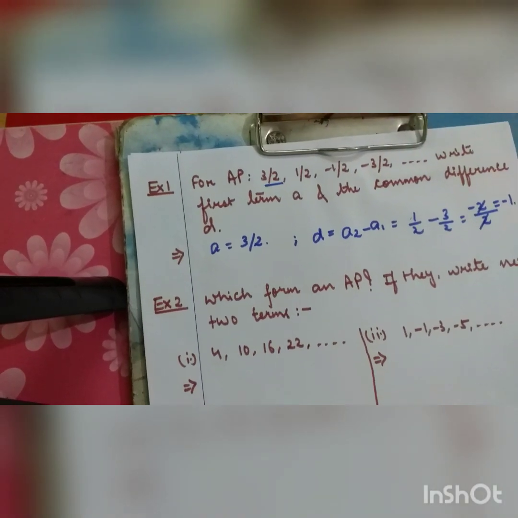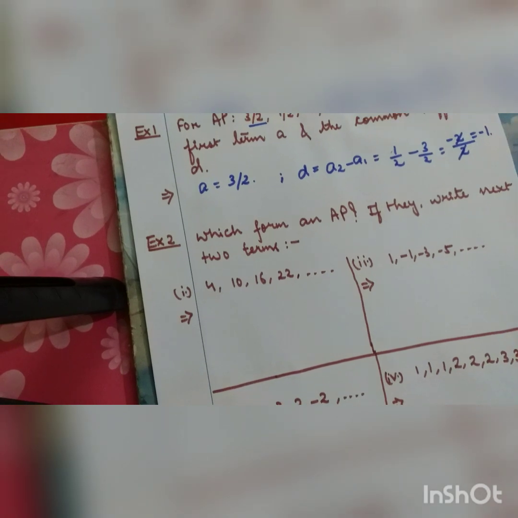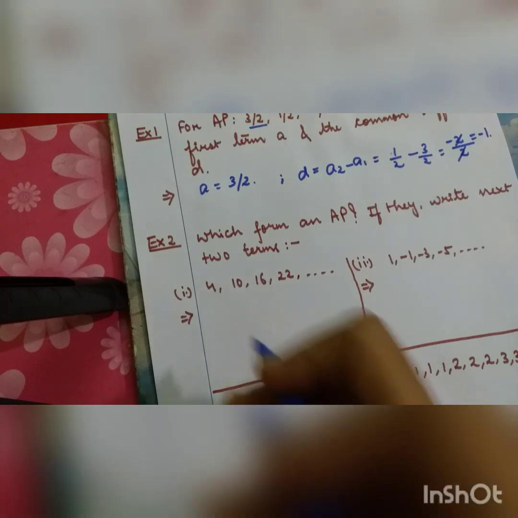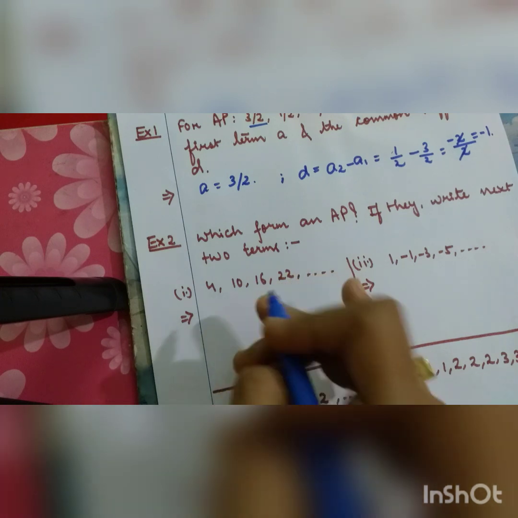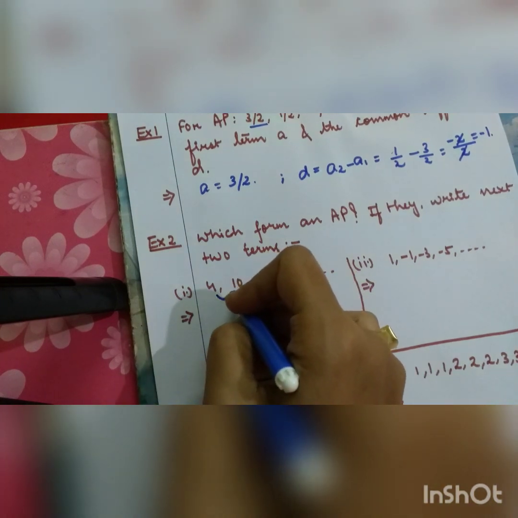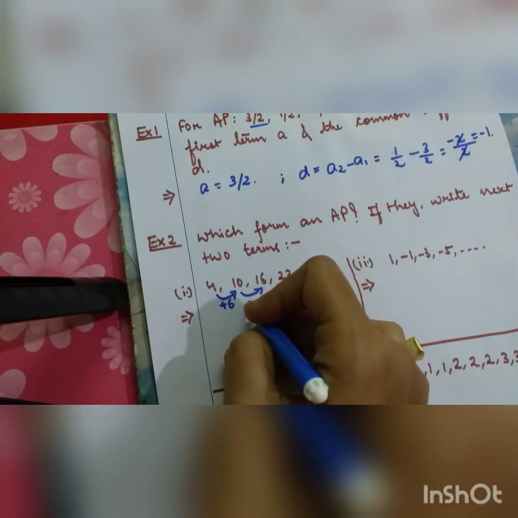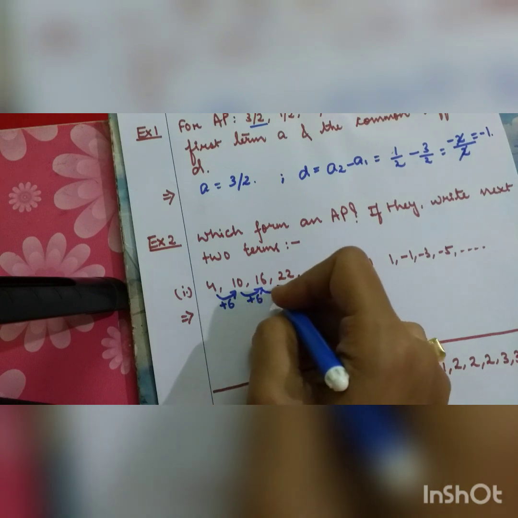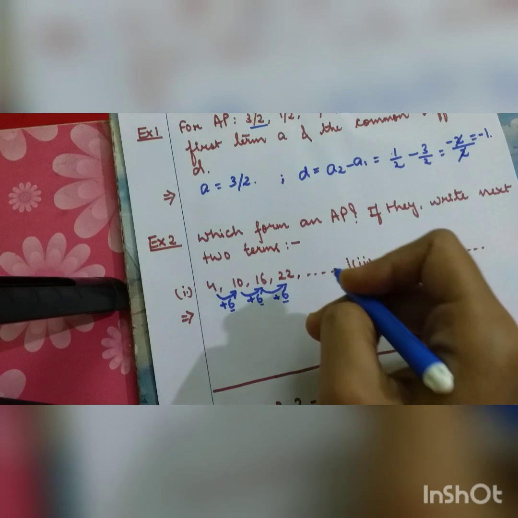Now come to the second example. It is asking which of the following forms an AP, and if it forms an AP, we have to write the next two terms. So we should check the common difference first. If the common difference is the same, then the given series is in AP. 10 minus 4 is plus 6. 16 minus 10 is plus 6. 22 minus 16 is plus 6. So see, the common difference is the same. That means it is in AP.